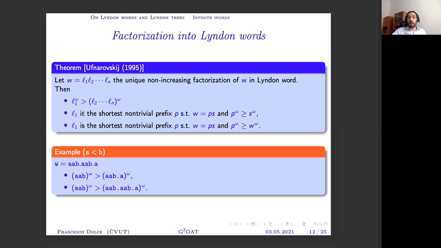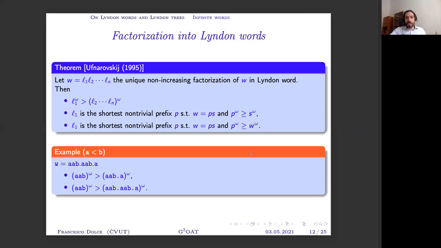And from an algorithmic point of view, this is more interesting: the first element of the factorization, L1, is the shortest non-trivial prefix that is greater or equal, for this infinite order, than all the rest, the suffix, or the shortest non-trivial prefix that is greater or equal not only than the suffix, but than the word itself.